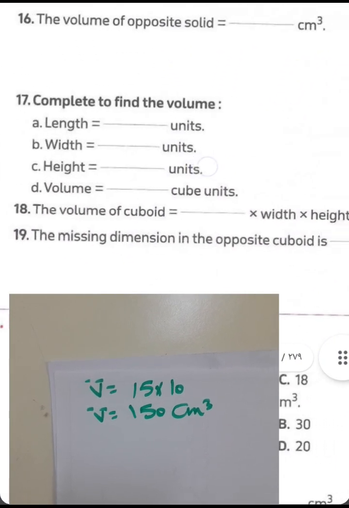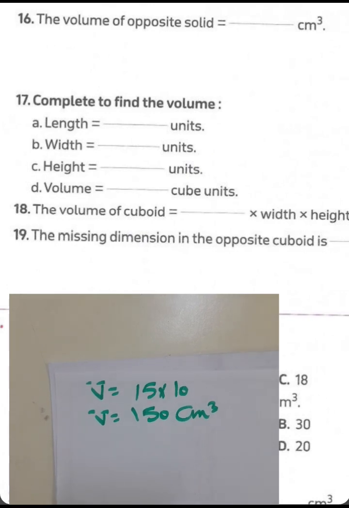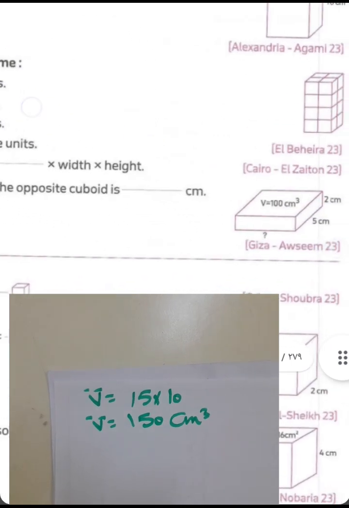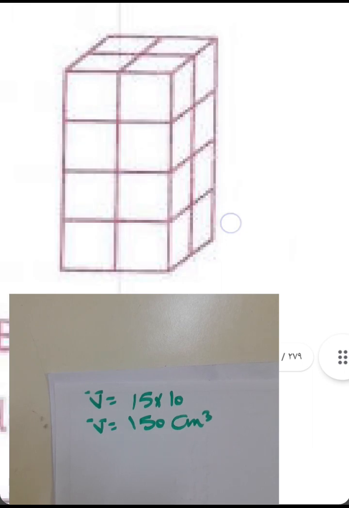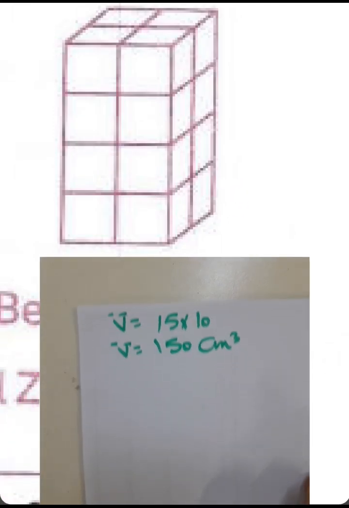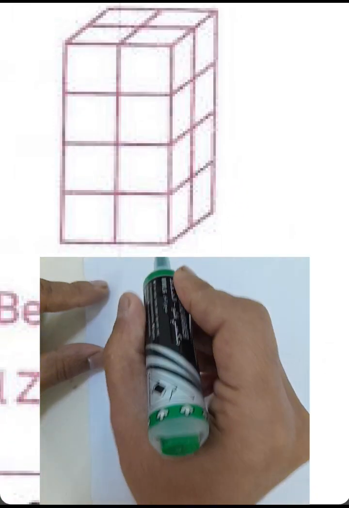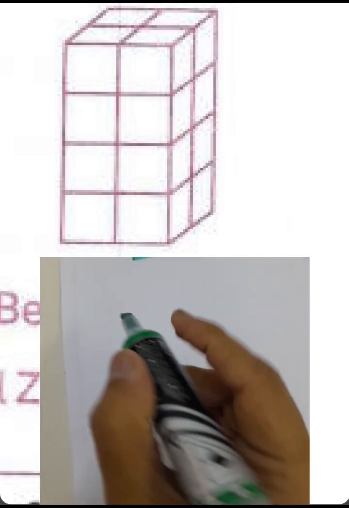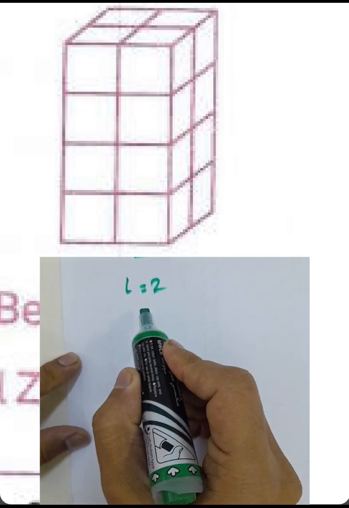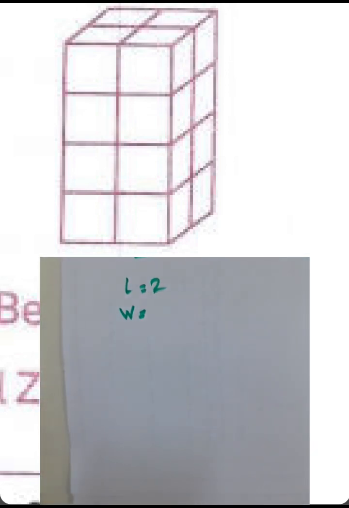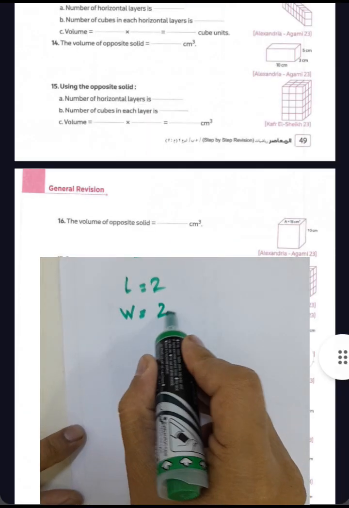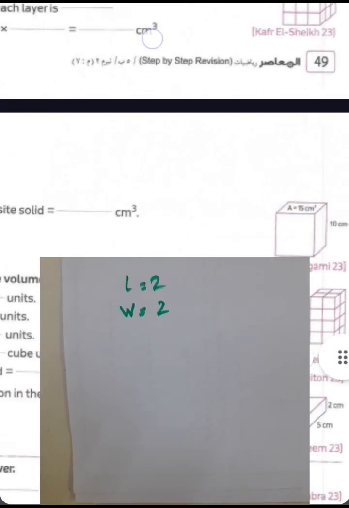Question 17. Complete to find the volume: length, width, height, and volume. We have a cuboid here, and we want to find the length, width, and height, and then the volume. In this question, we have 2 units in the base: 1 and 2, so the length will be 2 units. And the width is also 2 units. What about the height here?